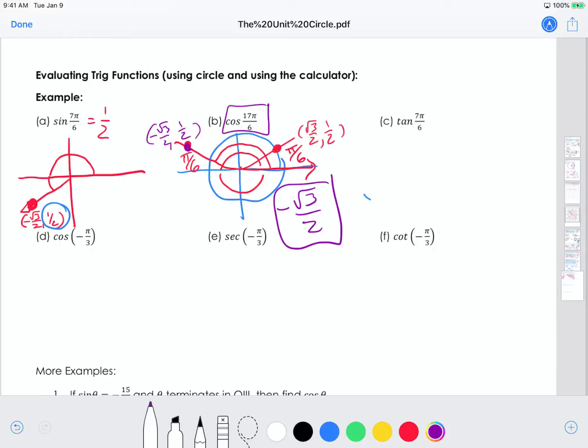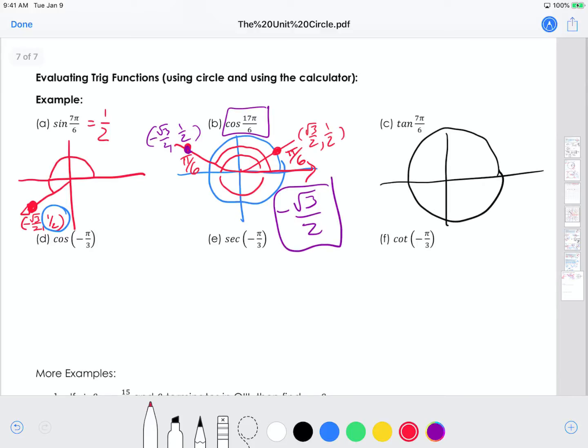You can check it in your calculator. If you make sure you're in radians and you put in cosine of 17 pi over 6, you're going to get the decimal approximation for -√3/2. For part C, it's tangent of 7 pi over 6.